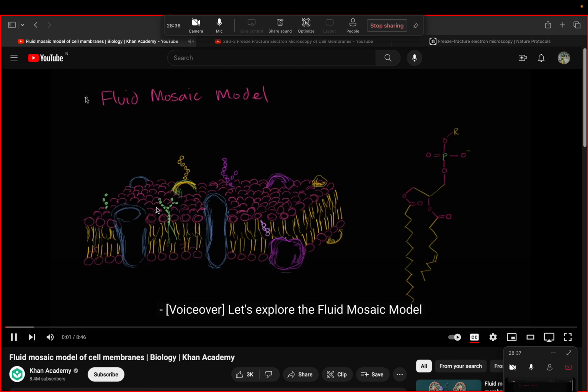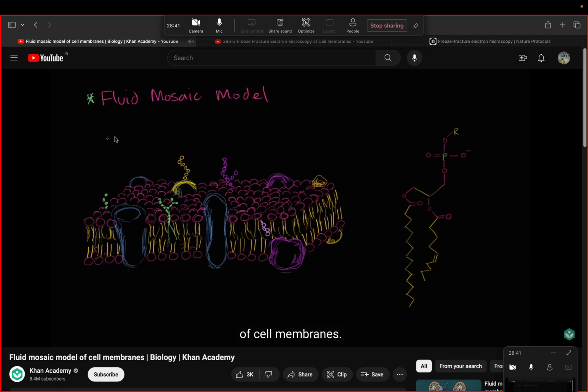Let's explore the fluid mosaic model of cell membranes. Now, why is it called the fluid mosaic model? Well, if we were to look at a cell membrane, and just to be clear what we're looking at, if this is a cell right over here, and this is its membrane, it's kind of what keeps the inside of the cell separated from whatever is outside the cell.